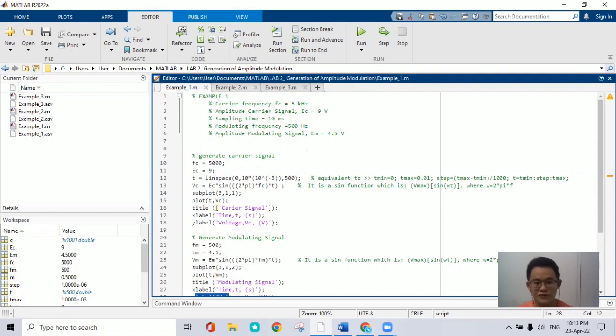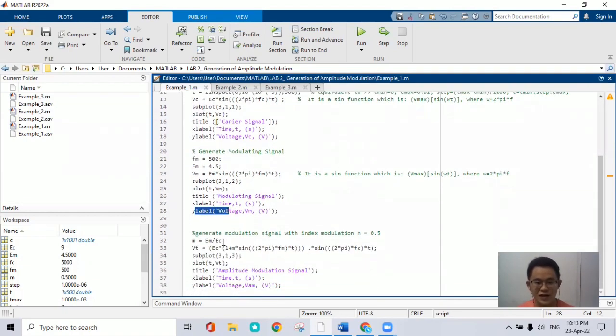For the modulated signal, since we have Em and Ec, which are the amplitude of the modulating signal and the amplitude of the carrier signal, we will have the modulation index. Then we bring this into our modulated signal formula, and then we place the graph into the third place of the 3 by 1 dimension table, plot it, add the title, add the x-axis and y-axis labels, and then generate.